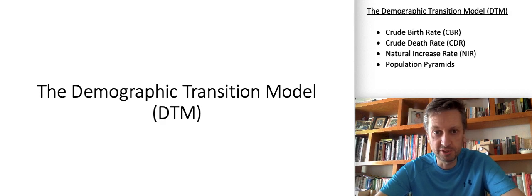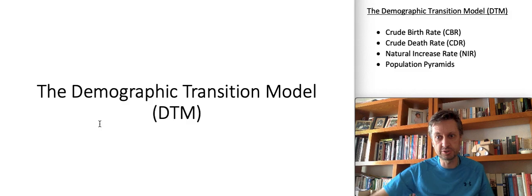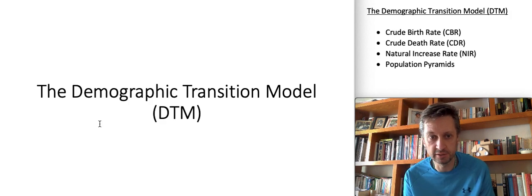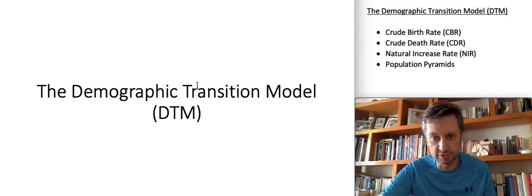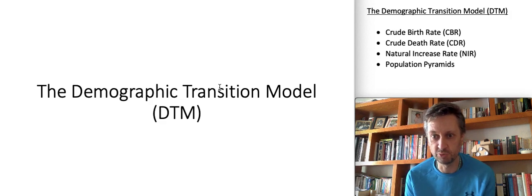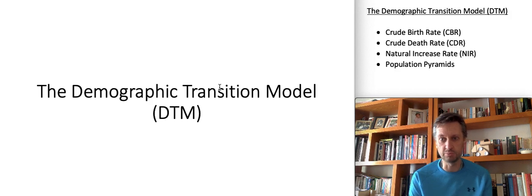By the way, I've not mentioned this before. Demographic comes from the Greek word demos, meaning people or population. Graphic means writing or describing. So demographic is a description of human populations. And transition obviously is change, either in time or from place to place. So we're talking about a model that describes how populations change.